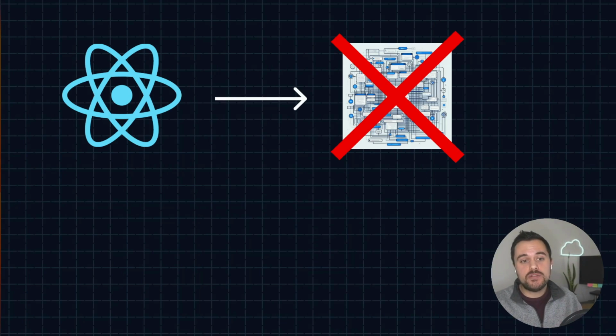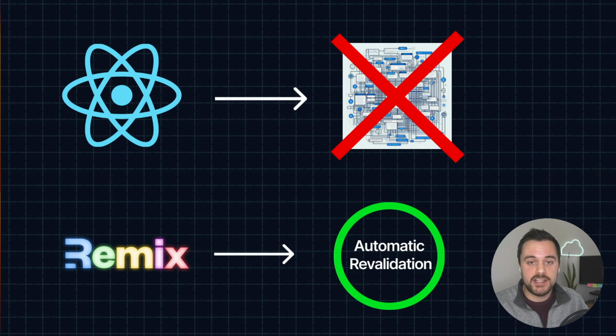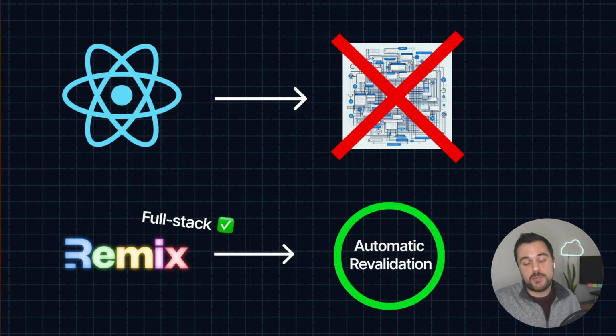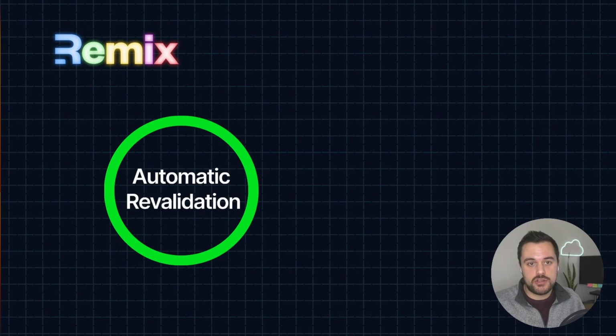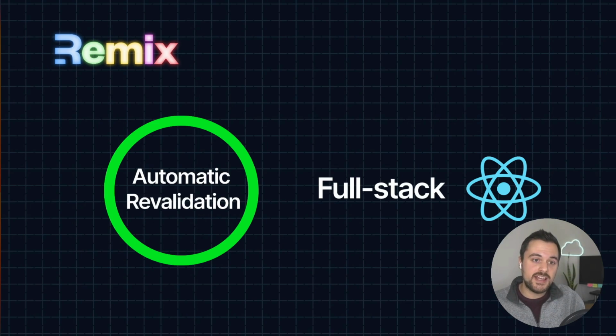Instead, Remix says, we don't need that anymore, we have automatic revalidation. Automatic revalidation removes the need to have complex client-side state management, and this is really enabled by the full stack approach that Remix takes to building web applications. So let's see what automatic revalidation is all about, how the full stack data flow works in Remix, and how we can benefit from this evolved full stack model.